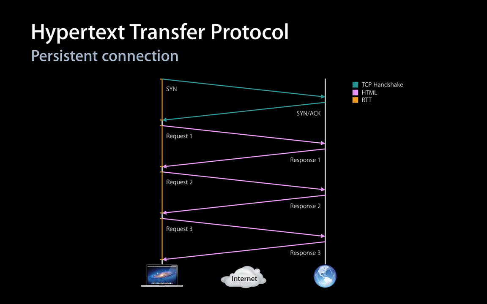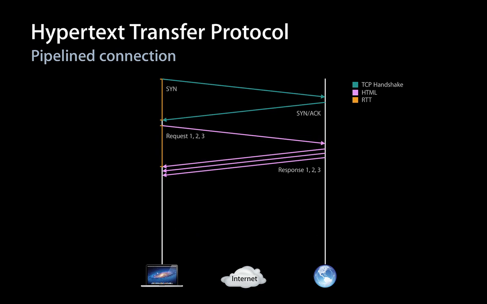With a persistent connection, we perform a three-way handshake and establish a connection, and then we issue our request. When we get the response back, we can go ahead and issue another request. The only downside to this is that because we're issuing all of these requests serially, we're having to pay at least 1 round trip time for every request response.